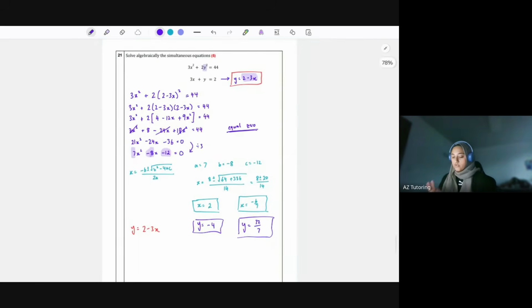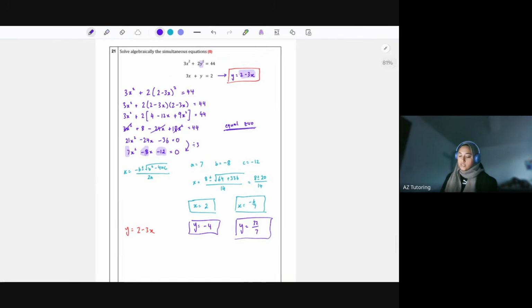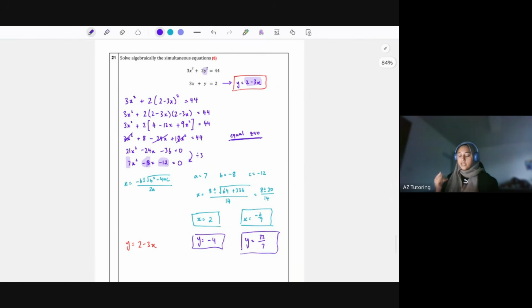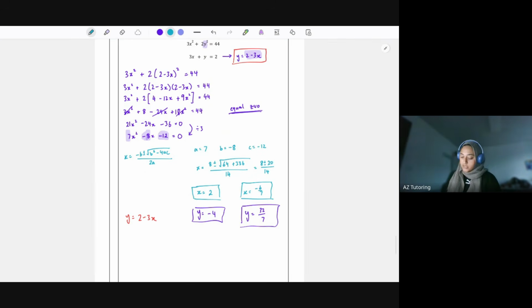So I've got 2 values for x and I've got 2 values for y. And that's 5 marks for this quadratic simultaneous equation question. And it makes sense if you think about it. Remember, simultaneous equations are, this is not part of the question, but it's just for understanding. Simultaneous equations, to solve it graphically, is where 2 graphs intersect each other.